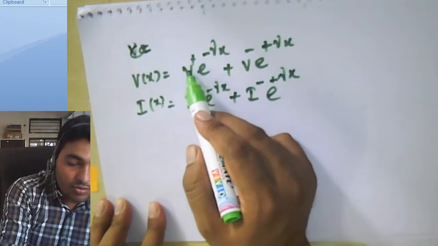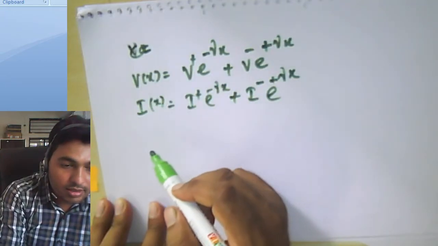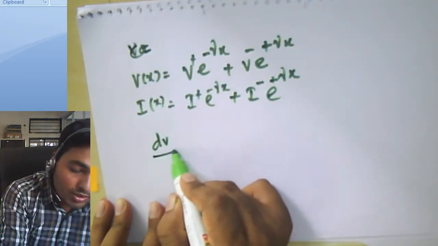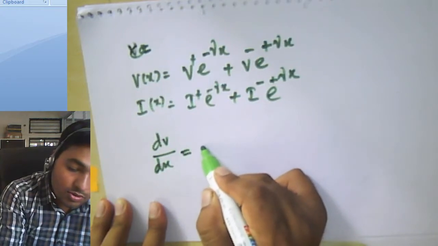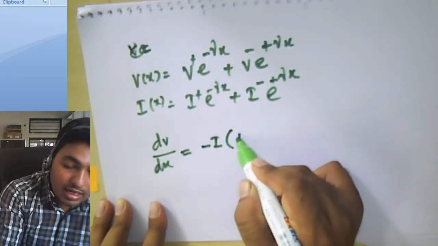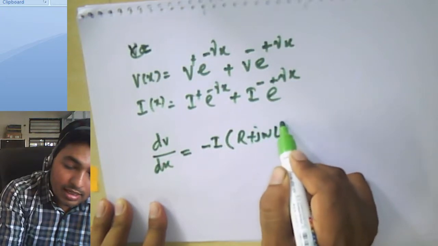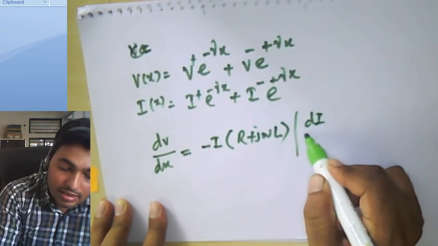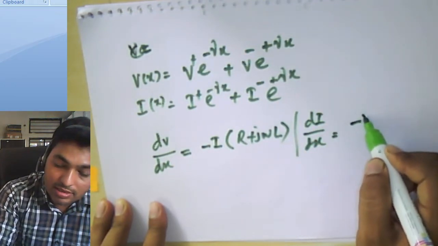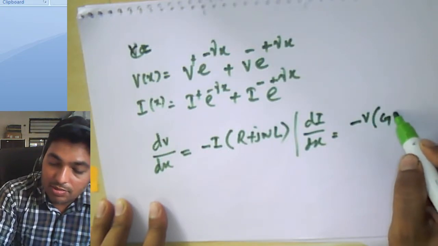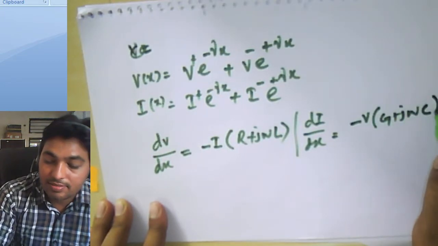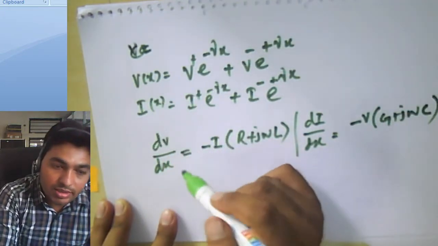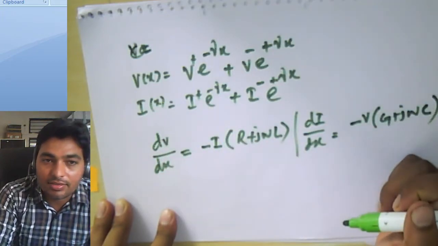Now we have found out the solution, this is voltage and current. So in the first lecture, the equations I just showed you, we have dV by dx is equal to minus I (r plus j omega l), and we have the second equation, that is dI by dx is equal to minus V (g plus j omega c). These two equations we have. Now we found out the solution of voltage and current, so we'll substitute this voltage and current in these equations.